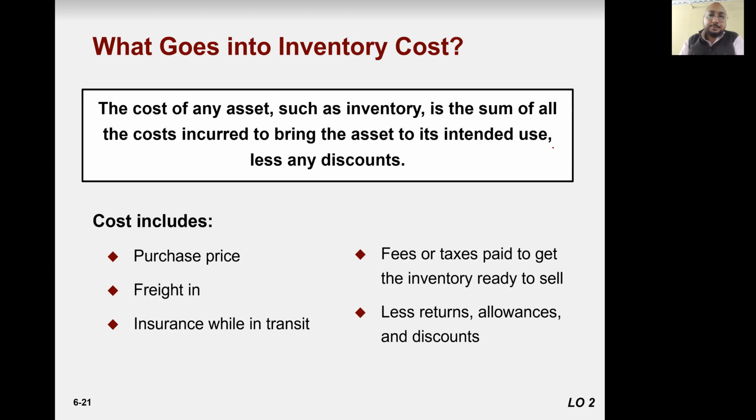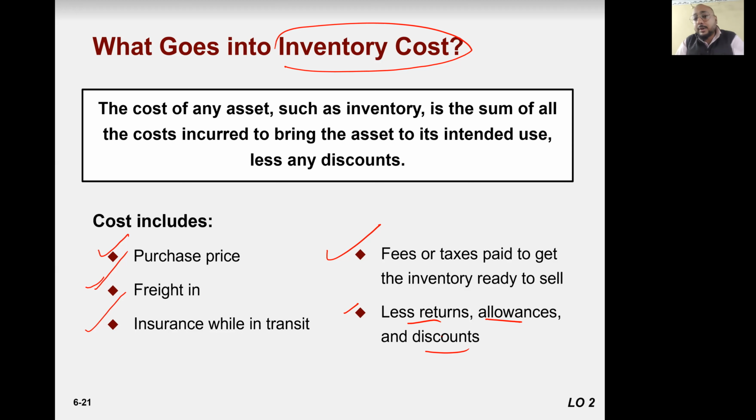Let's just talk about this. So what goes into inventory costs? All the things that we received as benefits on purchasing the inventory will be subtracted, and all the costs that we paid in addition to the cost of inventory will be added. So purchase price plus freight, plus any insurance, any taxes, less all the returns, discounts, allowances, anything. So that would be the cost of inventory. All right, we already discussed that.